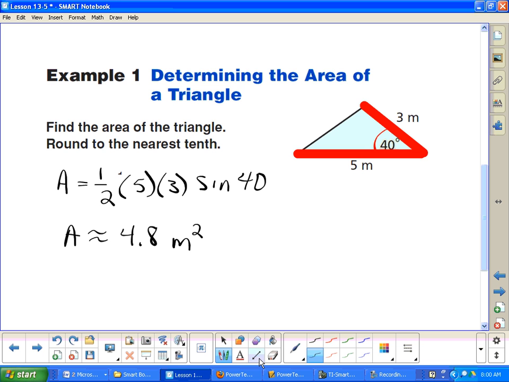Because once again, if we looked at this, put a right triangle there, then 3 times the sine of 40 would give me the value of h. So we have 1/2 times the base, which is 5, and 3 sine of 40 is the height then. Find the area of the triangle.